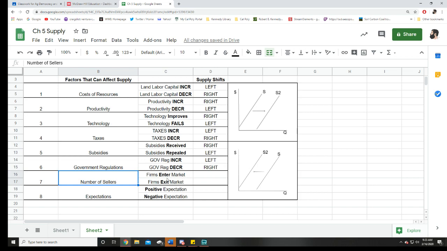Number of sellers. If more firms enter the market, that means you're going to have a supply shift to the right. If firms exit the market, you're going to have a supply shift to the left. And then lastly, if the company has a positive expectation about what's going to go on with their market, that means their supply curve should shift to the right. And a negative expectation would result in a shift to the left. All right, just like that.